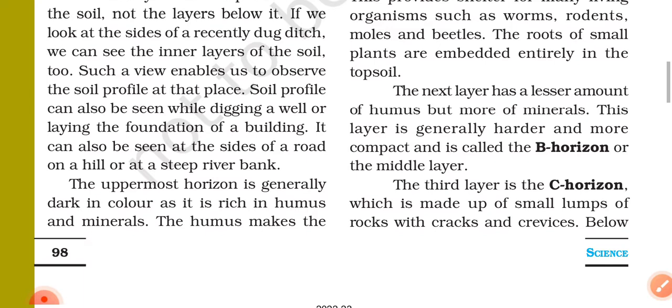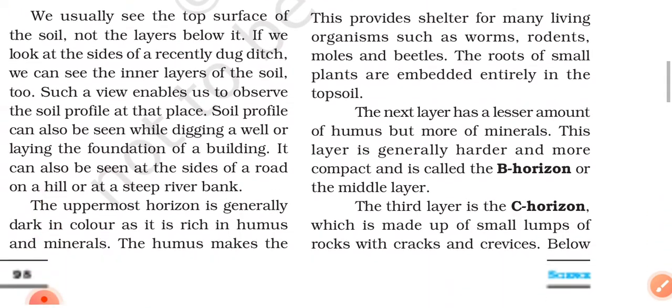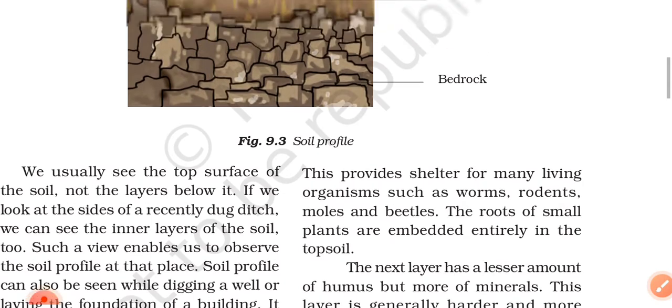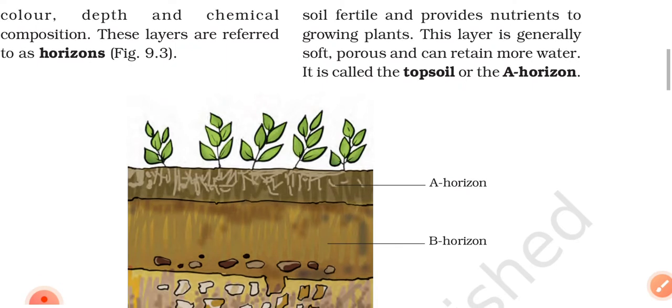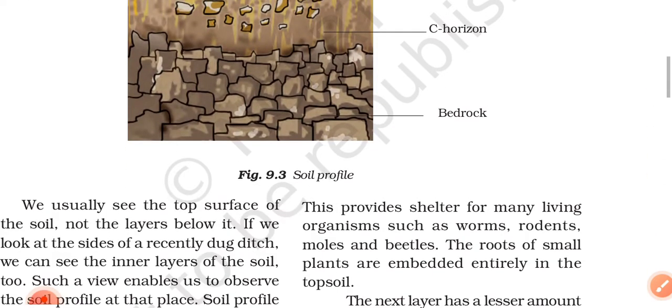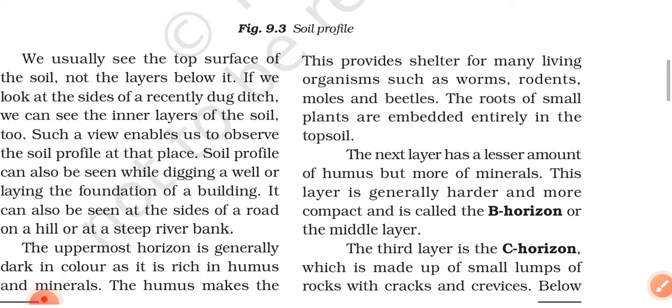The uppermost horizon is generally dark in color as it is rich in humus and minerals. The humus makes the soil fertile and provides nutrients to growing plants. This layer is generally soft, porous, and can hold more water. It is called topsoil or the A horizon. This provides shelter for many living organisms such as worms, rodents, moles, and beetles. The roots of some small plants are embedded entirely in the topsoil.